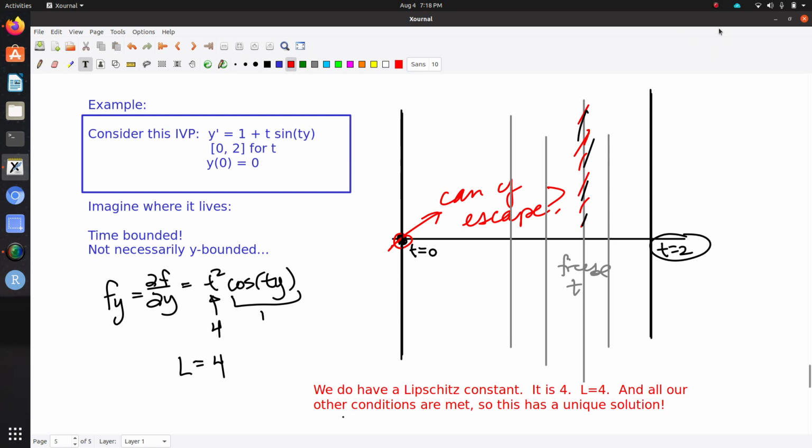Okay, so we do have a Lipschitz constant. It is 4, or you could say L equals 4, and all our other conditions are met. So this has a unique solution. So the solution could exist, but does that mean we can find it? No. Just like we had issues with fixed point methods not working unless we had a contraction mapping, we have similar types of issues here. Just because it exists doesn't mean it will be easy to find. But if it is well posed, we have a fighting chance.